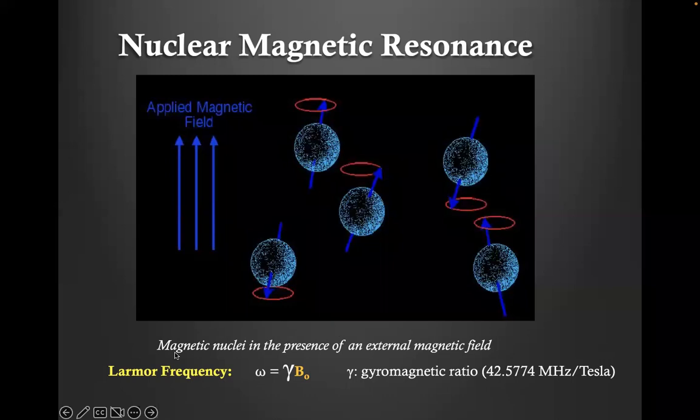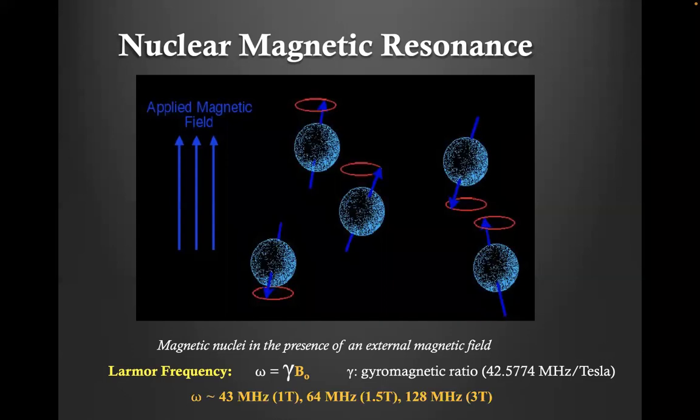And then all these little spins are going to spin at a certain frequency, which is called a Larmor frequency. So remember, we talked a little bit about the gyromagnetic ratio for protons, which is 42.57 megahertz per Tesla. So the spins in your human body are going to be spinning at a different frequency at different magnetic strengths. For example, at 1 Tesla, it's going to be spinning at 43 megahertz. At 1.5 Tesla, it's going to be 64 megahertz. And at 3 Tesla, it's going to be 128 megahertz.